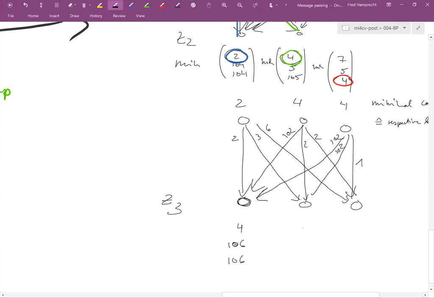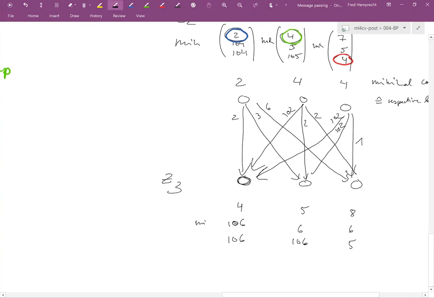Similarly, for the second node, I can start with 2 and add a cost of 3, which makes 5. Or I can start with a cost of 4 and add 2, which makes 6. Or start with 4, add 102, gives 106. And finally here, I have 8, or I have 6, or I have 5.